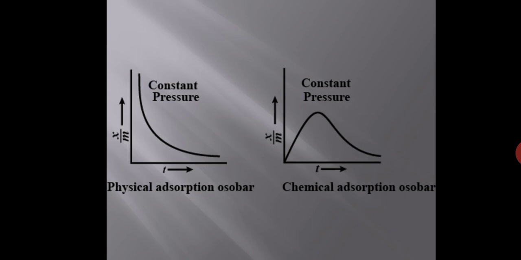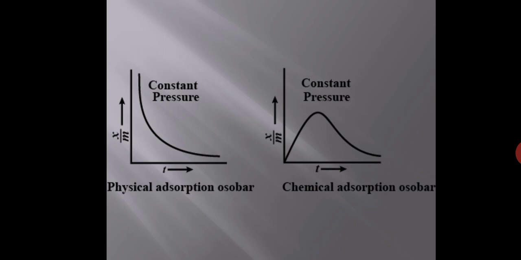Why is it so? Because in case of chemisorption, initially an increase in temperature provides the activation energy. When the temperature increases, you provide the activation energy, so the graph shows an upward trend. But after that, when the activation energy has been used up and you reach the threshold level, if you increase the temperature further, then the amount of adsorption is going to decrease.